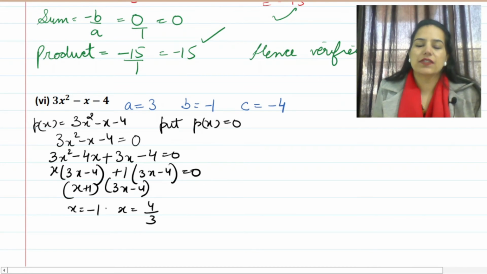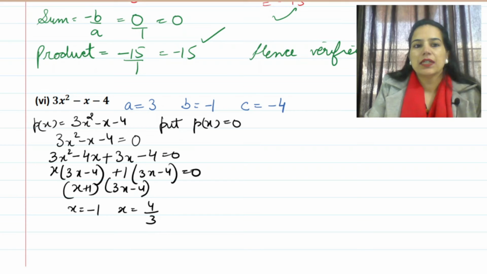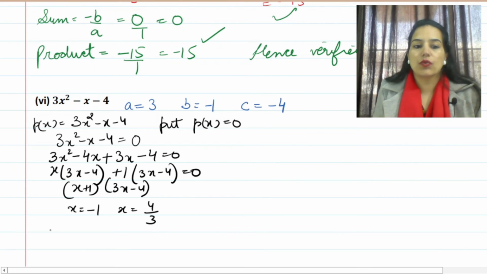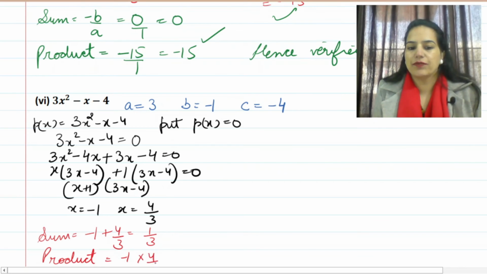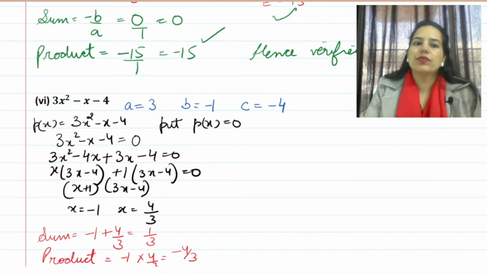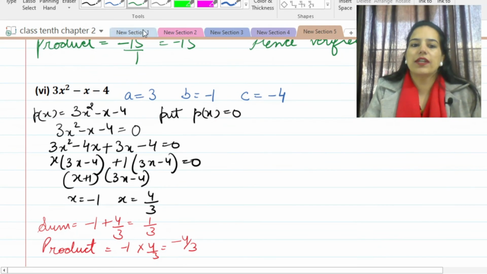So first, let's find the sum on our own. When we find the sum on our own, the sum will be equal to minus 1 plus 4 by 3. That is equal to 1 by 3. And then we find the product. Product will be minus 1 multiplied by 4 by 3. That is minus 4 by 3. And now we will find the same thing using the relationship.